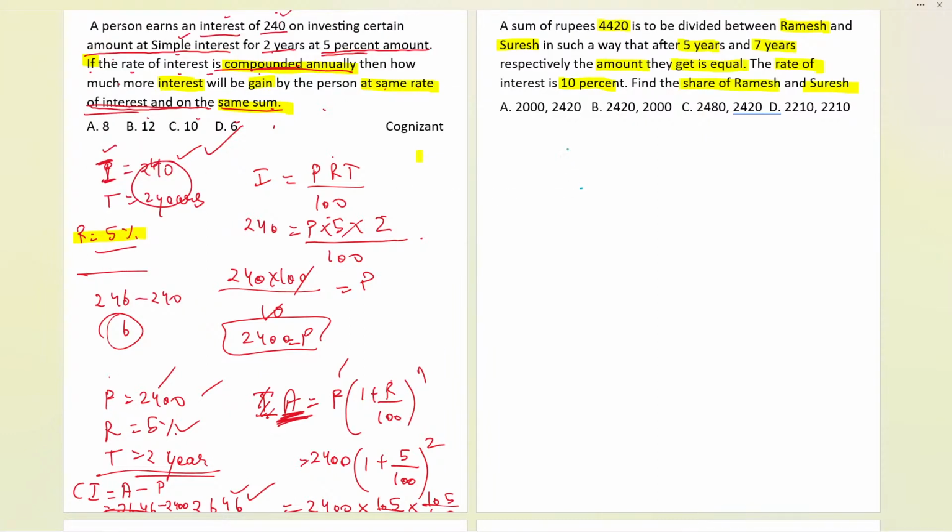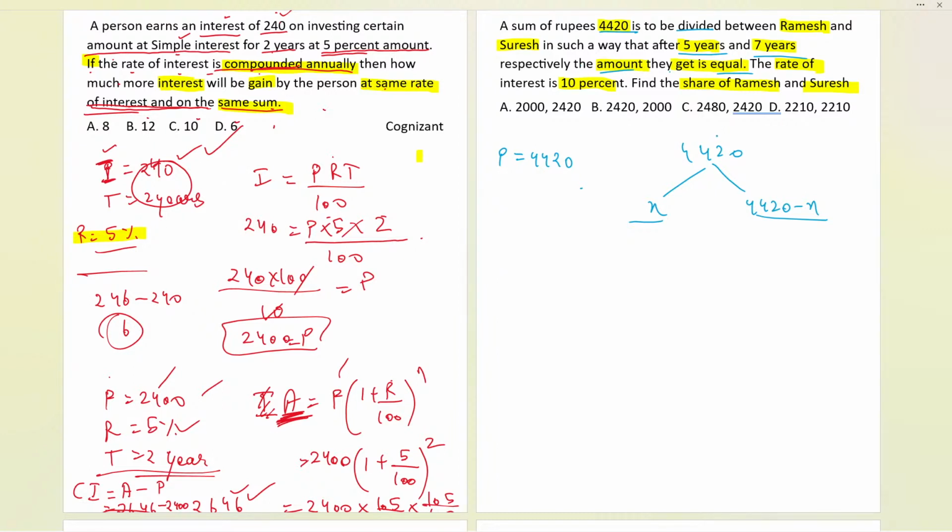So let us see how we can calculate the answer of this question. We have a sum of rupees 4420, which is the principal given to us over here. It is divided, so can I distribute it into two different people and take x and 4420 minus x? These are the two amounts. They are divided in such a way that for 5 years and 7 years the amount they get is equal. Are we considering simple or compound interest over here?